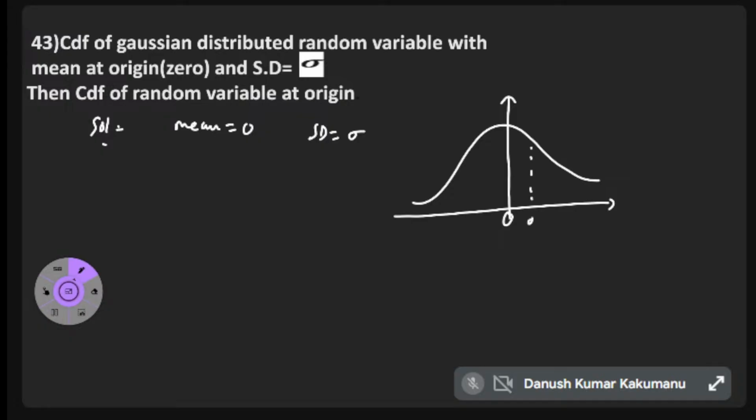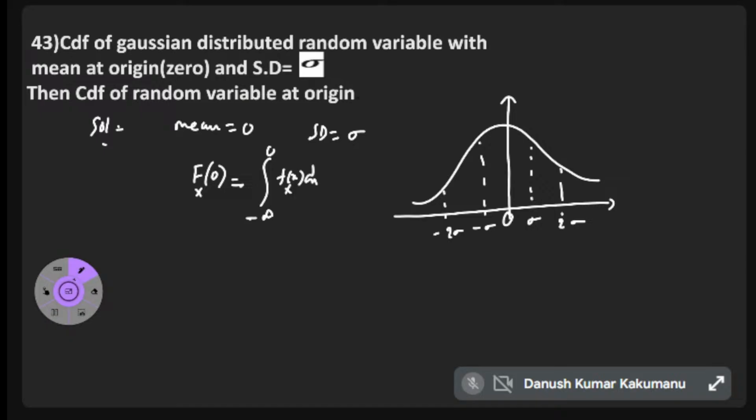This is sigma, 2 sigma. This is minus sigma, minus 2 sigma. All of you know the areas: from minus sigma to sigma it is 68 percent, and this is 95. Mean is 0, standard deviation is sigma, and it is asking for the CDF of the random variable at origin. CDF is what? The integral of the PDF. But what are the integral limits here?